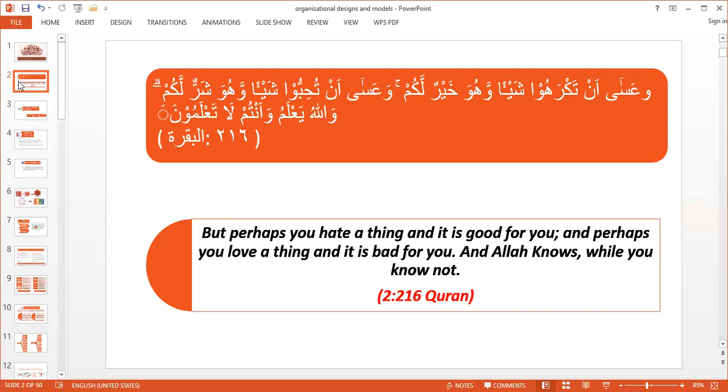Verse of the day. Wa'asa antakrahu shay'an wahuwa khairul lakum, and perhaps you dislike a thing, and that is good for you. Wa'asa antuhibbu shay'an wahuwa sharrul lakum, and perhaps you like something, and that is not good for you. Wallahu ya'lamu wa antum la ta'lamun, and Allah knows, and you do not.